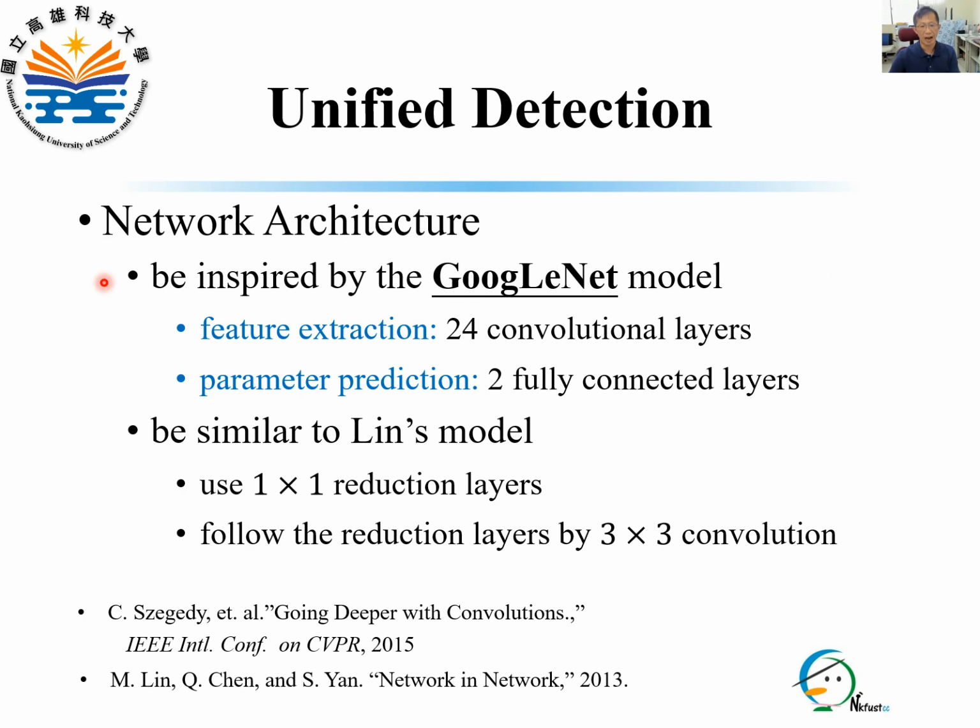Here shows the design idea of the YOLO v1 network architecture. Inspired by the GoogleNet model proposed in CVPR 2015, YOLO v1 uses 24 convolutional layers for feature iteration and 2 fully connected layers for parameter prediction. Similar to Lin's model proposed in 2013, YOLO v1 uses 1x1 kernels for feature reduction, followed by 3x3 convolutional layers.